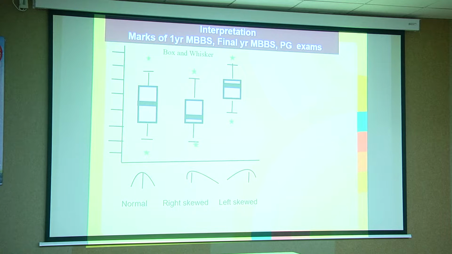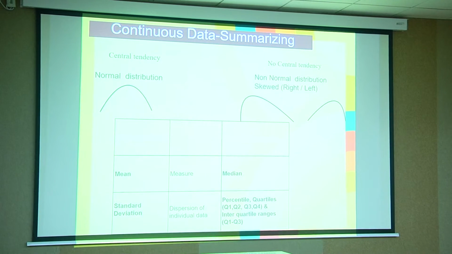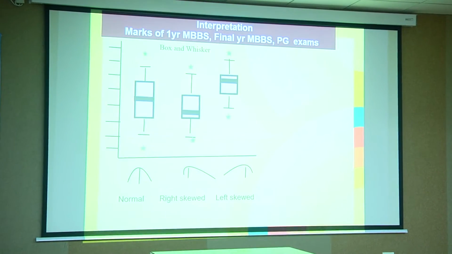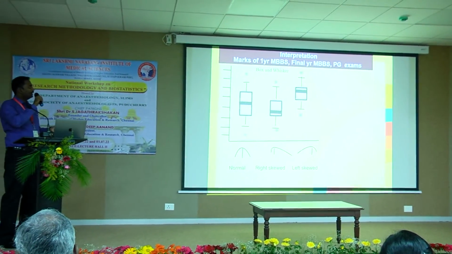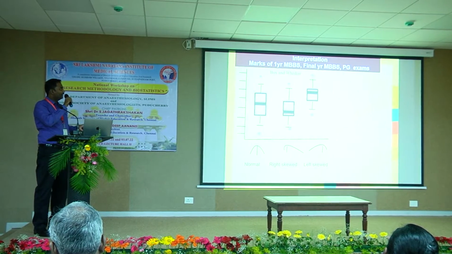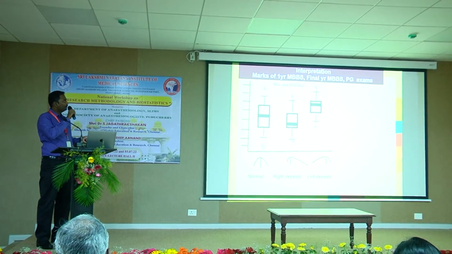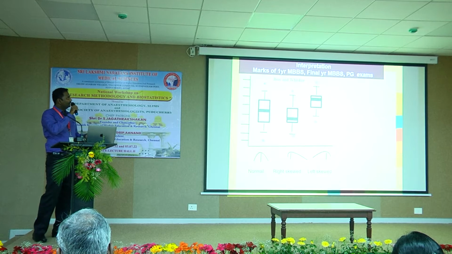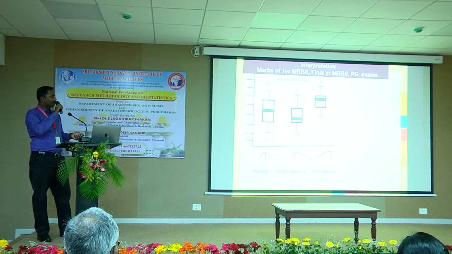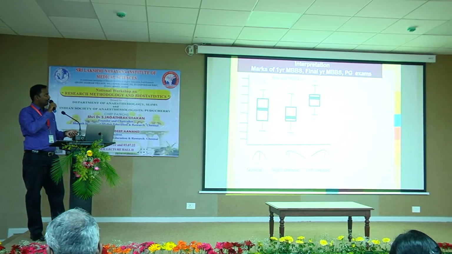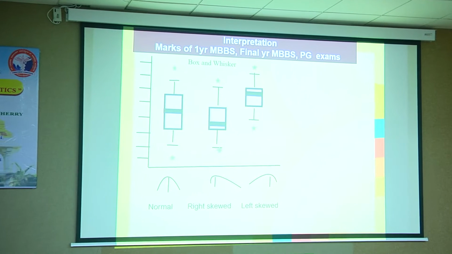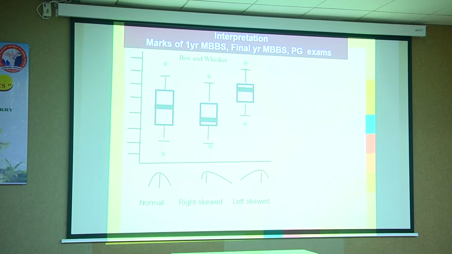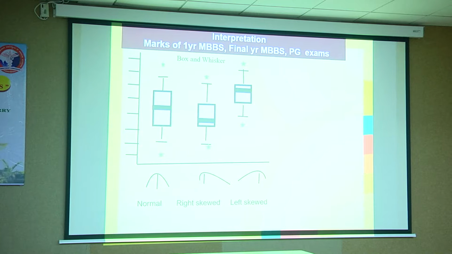This is the way. Suppose you want to take first year students, second year students, final year PGs, if you want to take the data, you can see this is the normal distribution. Here all of them did well, and only a few people did not do well, and a few people did extremely well. In this you can see there is a right skewed non-normal distribution. Most of the students did not perform well, so the box is on the lower side, and here most of the students did well. So with this one figure itself, you can come to a conclusion.